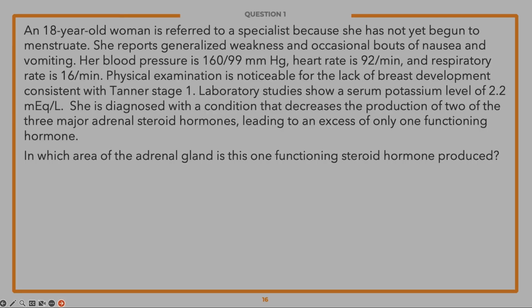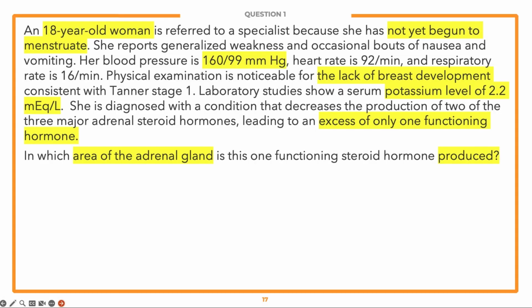So let's put the highlights in there. So let's go to the next one. All right, so these are some important things that we want to catch and what I think is most important, right? So we talked about area of the adrenal gland, steroid hormone produced. Go to the top, 18-year-old. I always like to think about, what demographic am I dealing with? What's their problem? Not yet begun to menstruate. Blood pressure is high, and they have lack of sexual development.